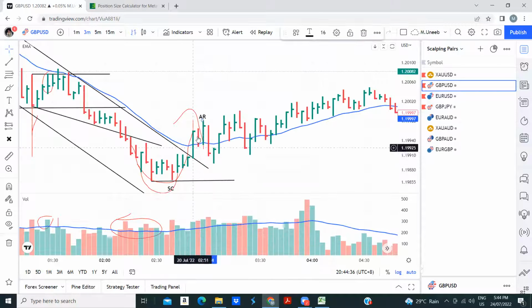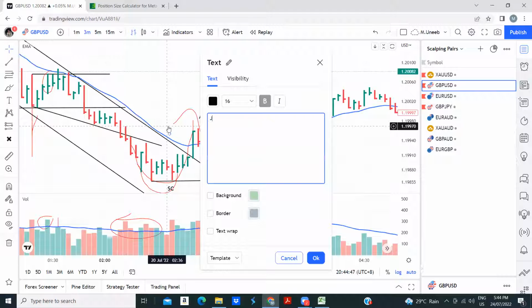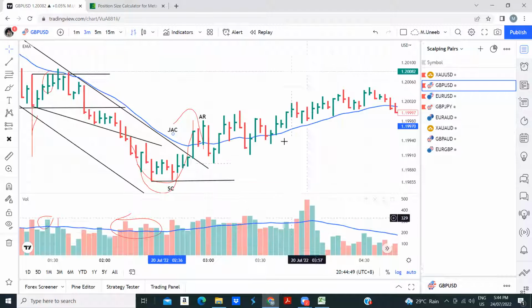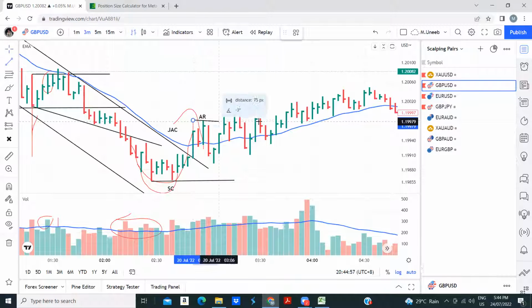Okay, it is breaking through this one, right? It follows after this SOT. All right. So this becomes AR. And after this, AR also has the characteristics of JAC. Am I right? And I told you after JAC, what happens? There is always reaccumulation, right?